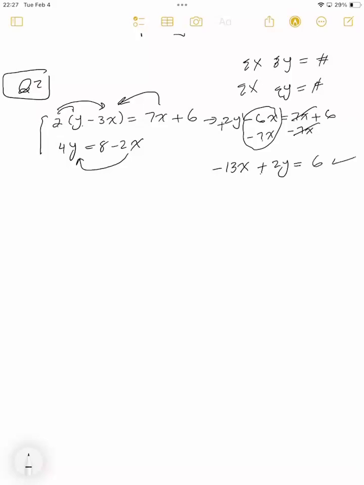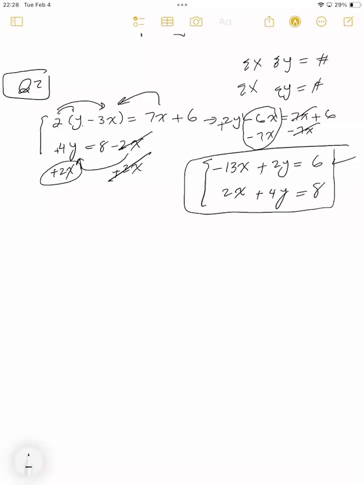On the second equation, we're going to add 2x to both sides. I'm going to write 2x first. Then I have plus 4y, because this is positive, so it becomes addition, is equal to 8. So that's it. Now we have our system in this format.